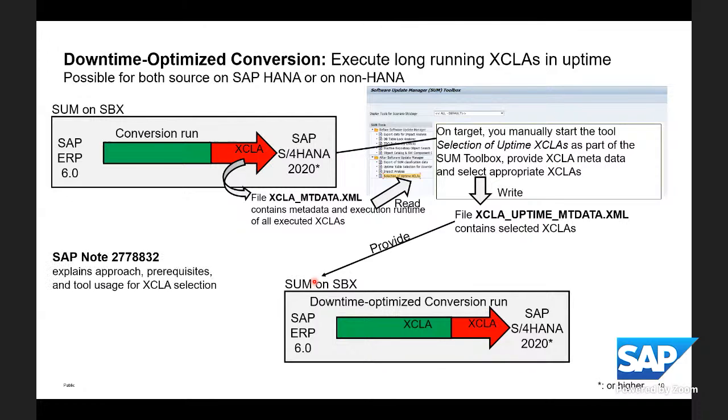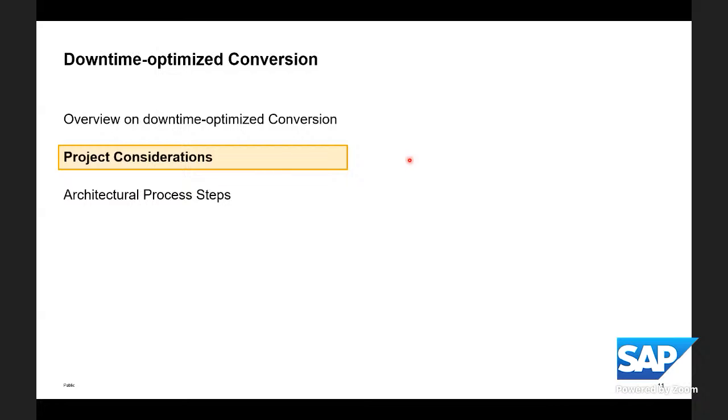That's the general idea. It's explained in detail in this SAP note, especially for targeting SAP S/4HANA 2020. There are some corrections that are not relevant for higher S/4HANA target releases. And concerning the SUM toolbox implementation, there is this entry note, the central explanation on all those tools that are part of the SUM toolbox. That is a side remark. Additional downtime reduction is possible to move long-running XCLAs from downtime to uptime processing for system conversion.